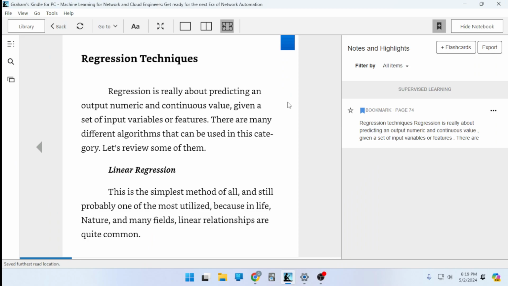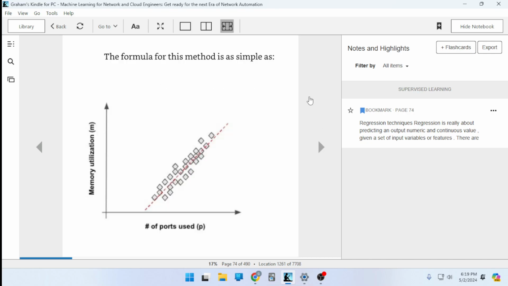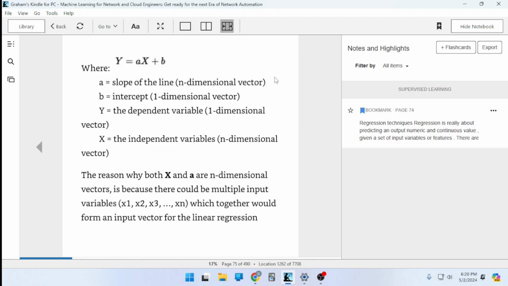Linear regression. This is the simplest method of all and still probably one of the most utilized because in life, nature, and many fields, linear relationships are quite common. The formula for this method is as simple as y equals mx plus b, right? But here's an example of it. So as ports go up, memory is utilized more in a linear fashion.